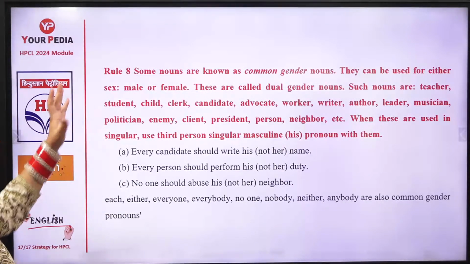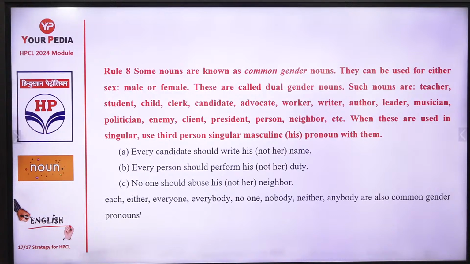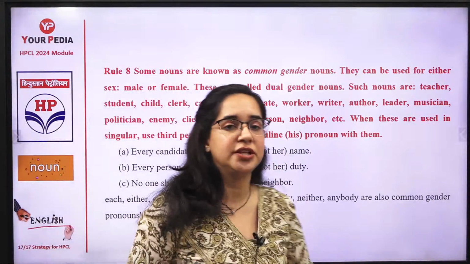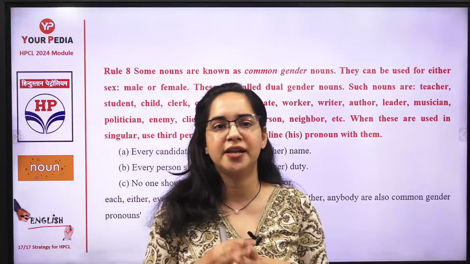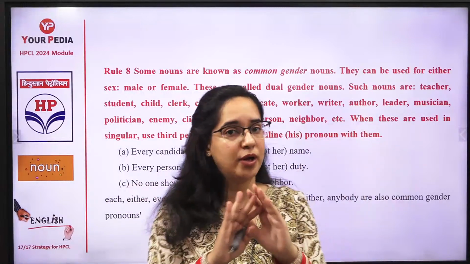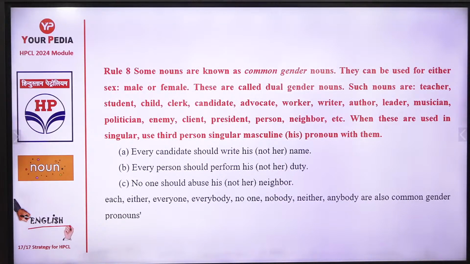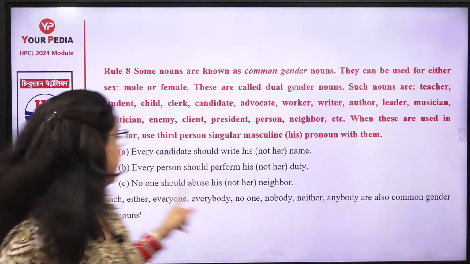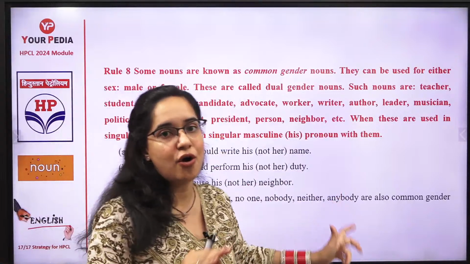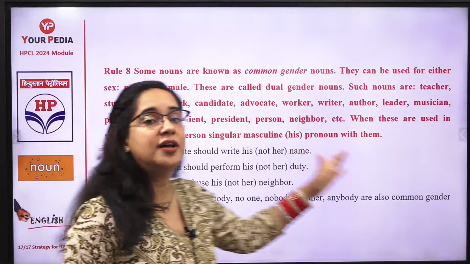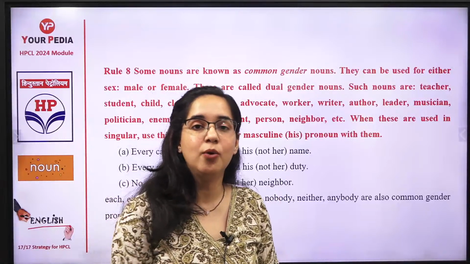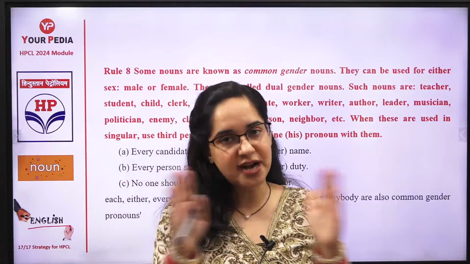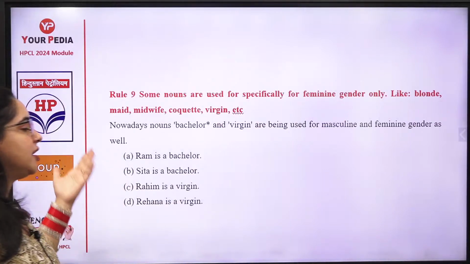See, these are just generic ones अभी तक. Next is important, ध्यान से सुनो इसको. Some nouns are common gender. अब मैंने कल बताया था जिन nouns के gender हमें नहीं पता चलते, teacher है, child है, lawyer है, doctor है, lecturer है, we don't know it is a male or a female, we are not sure about the gender. When they are used in singular, use third person masculine. इसमें masculine domination होती है. Every candidate should write his name, not her name. Every person should perform his duty, not her duty. No one should abuse his neighbor, not her neighbor. And one का होता है, one should perform one's duty. So that is a difference. जब आ जाए वैसे his domination, otherwise दूसरी आ गई.